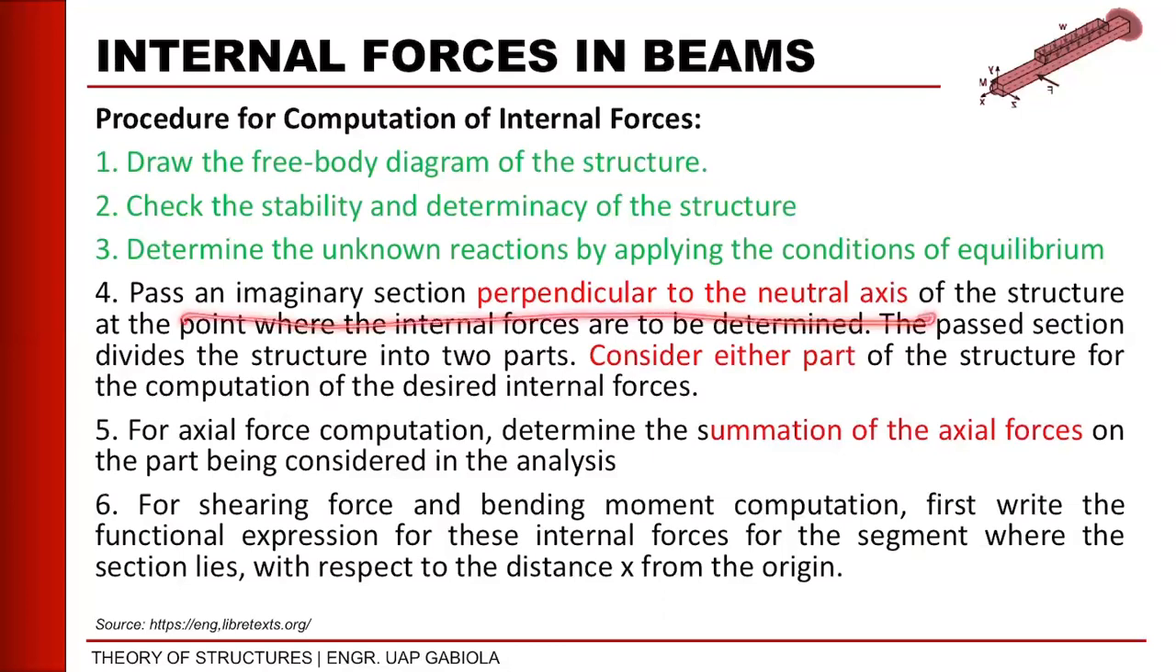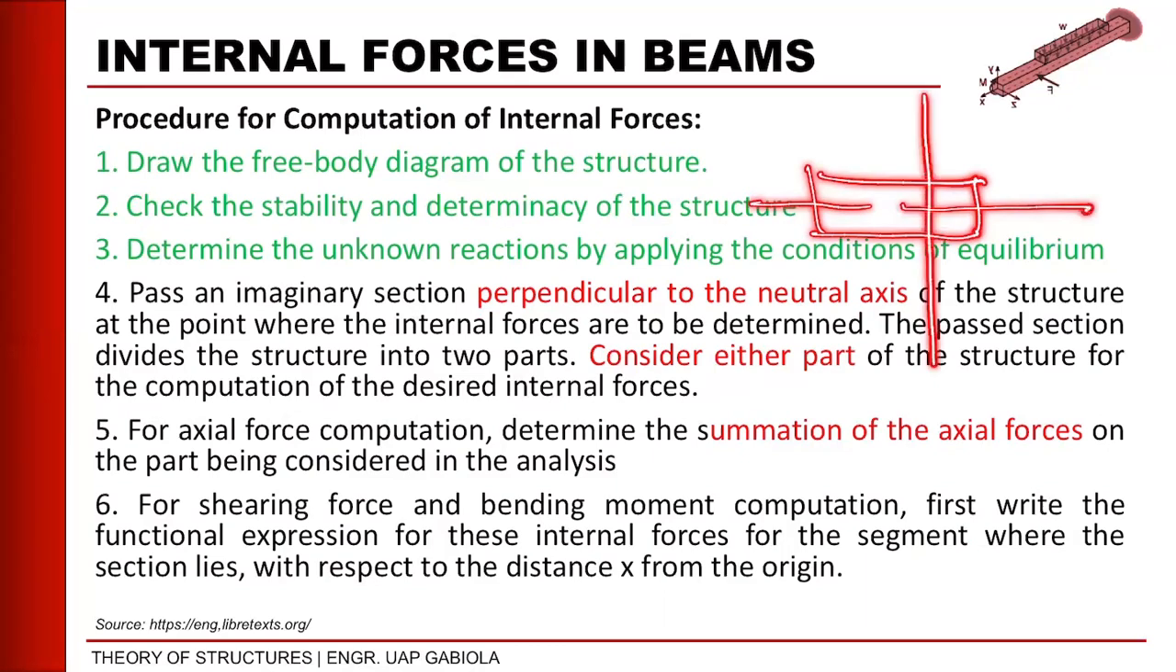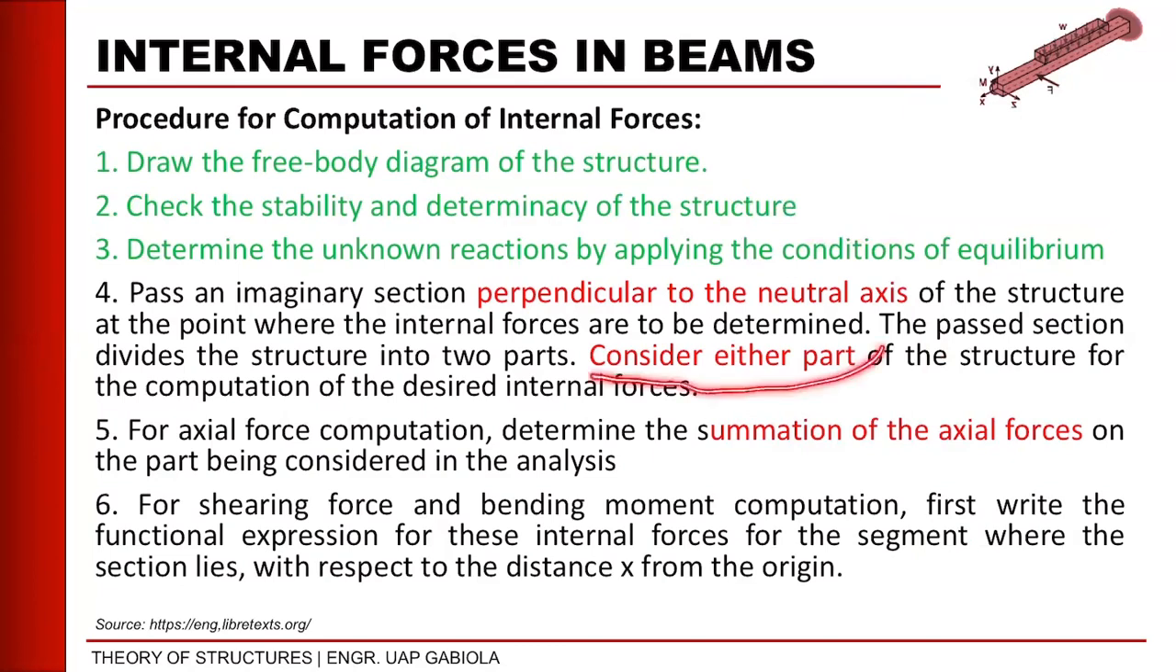Okay? Kung ito yung beam natin, ang neutral axis niya is assumed dun sa gitna niya kung rectangular siya. And then kung magpapass tayo doon ng perpendicular imaginary section, so kung yan yung beam natin, again, yung perpendicular natin na section is ito. Okay? And then, the pass section divides the structure into 2 parts. No? Pwede natin consider either part.